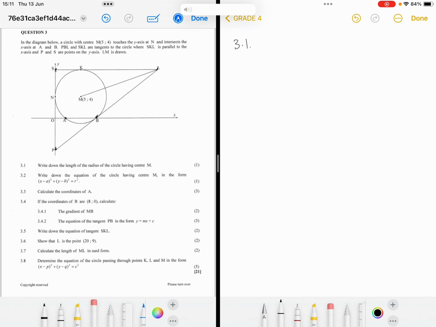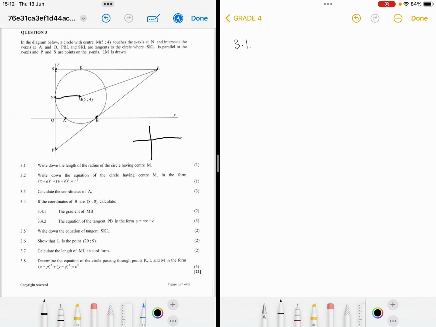Now look at this. It's a 1-mark question. They need the radius, the distance from the circumference to the center. We have a circle that is touching the y-axis here, so from this point to this point we are talking about a distance. Is it a vertical distance or a horizontal distance? Vertical is like this, horizontal is like this. So we are looking for the horizontal distance.